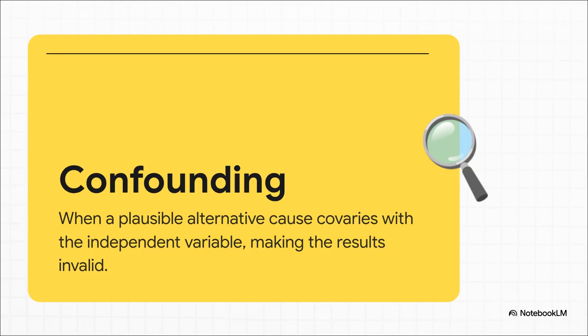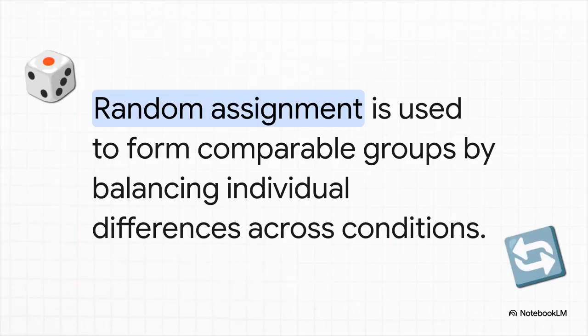Your whole experiment would be worthless, totally uninterpretable. And that brings us to our third pillar, balancing. And the magic tool for this is random assignment.